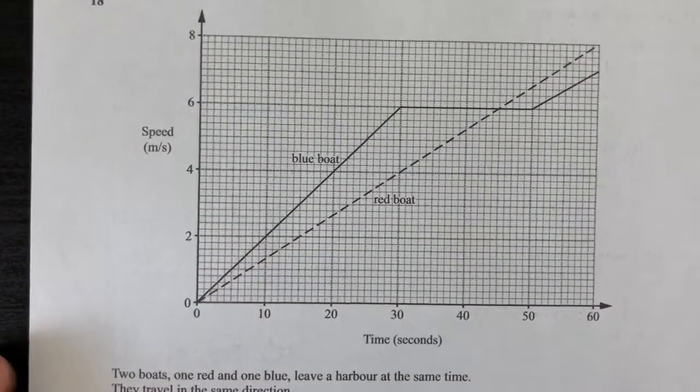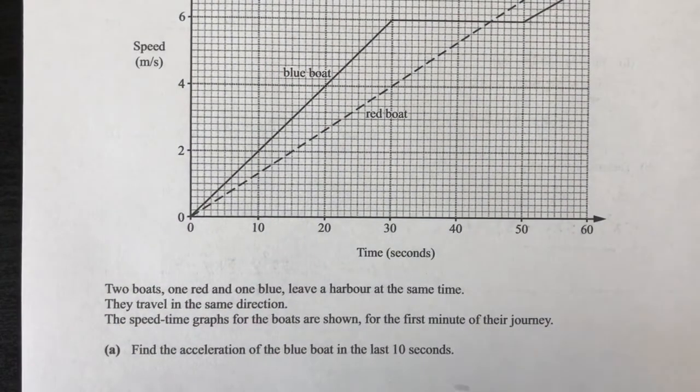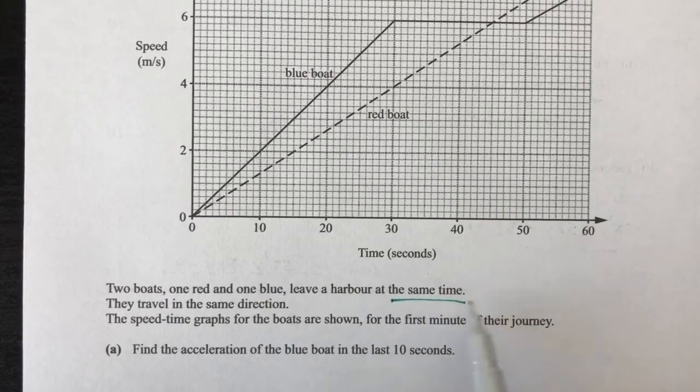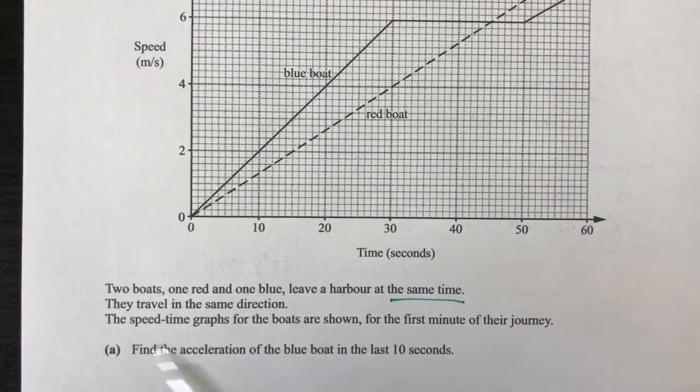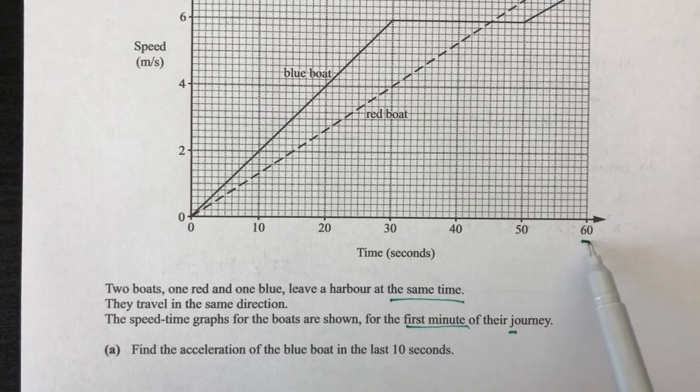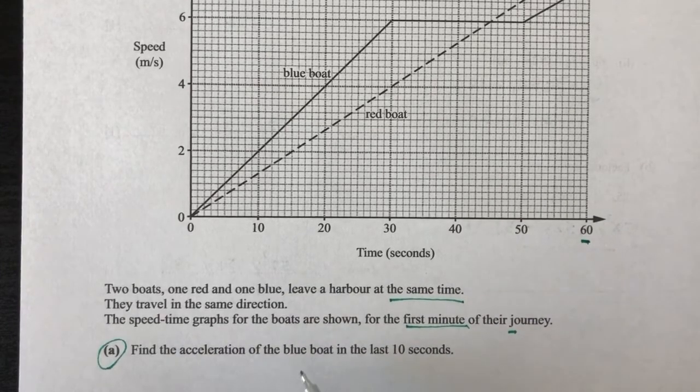Now let's move on to question number 18. It says, 2 boats, one red and one blue, leave a harbor at the same time. So, okay, one red and one blue. Now they travel in the same direction. The speed time graph for the boats is shown for the first minute of their journey. So 60 seconds, first minute. Part A. Find the acceleration of the blue boat in the first 10 seconds.